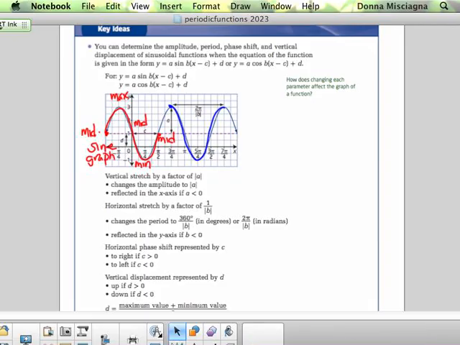And the blue is cosine. And it has the max and then the midline and the min and back to the midline and then back to the max. All right. So I chose those 2 because they don't overlap. And so it's easier for us to see.